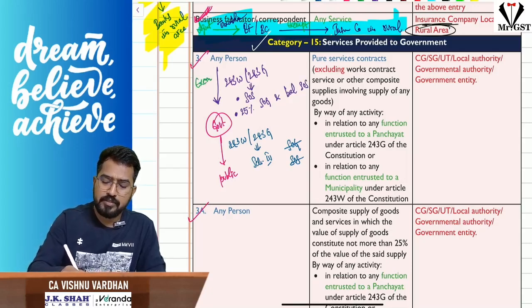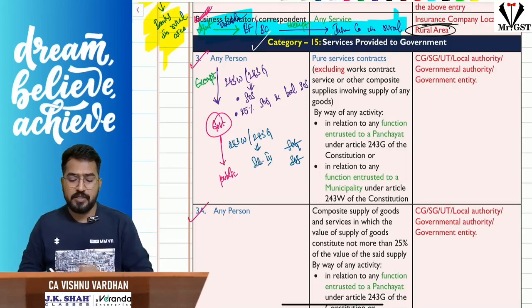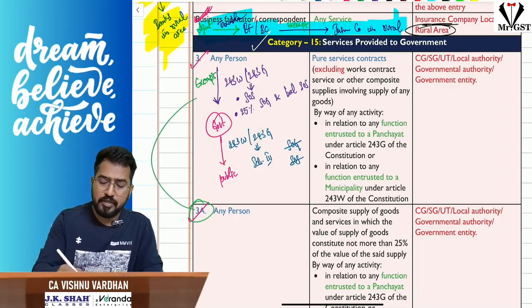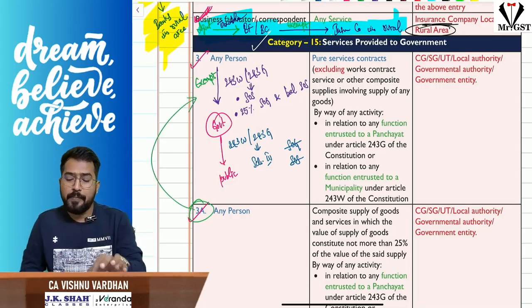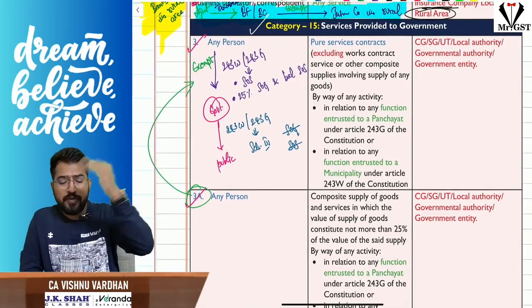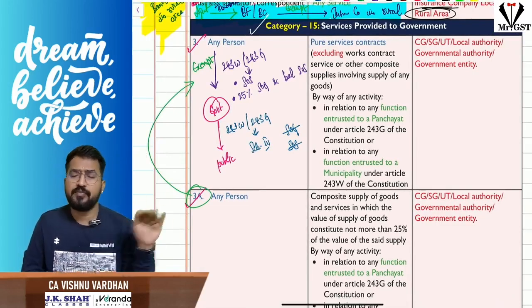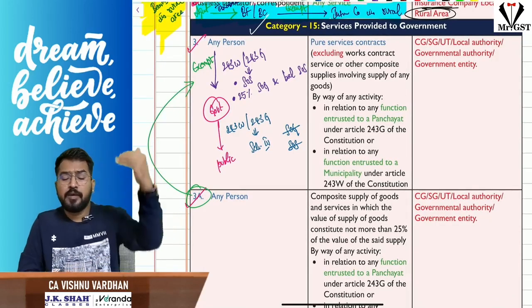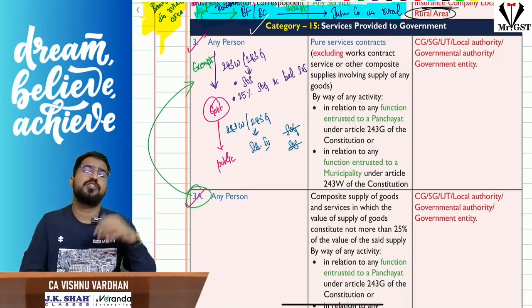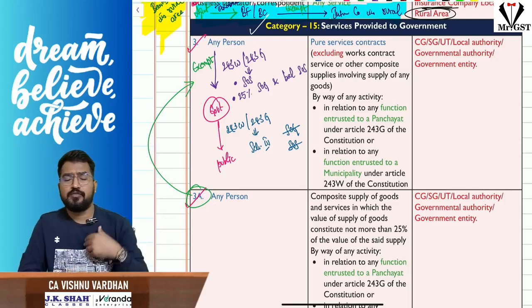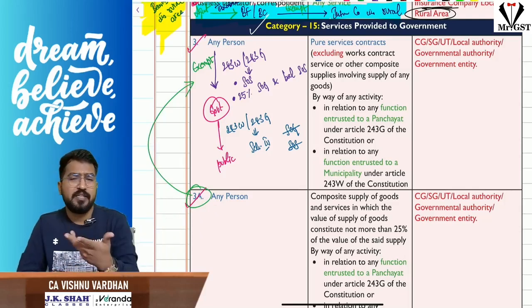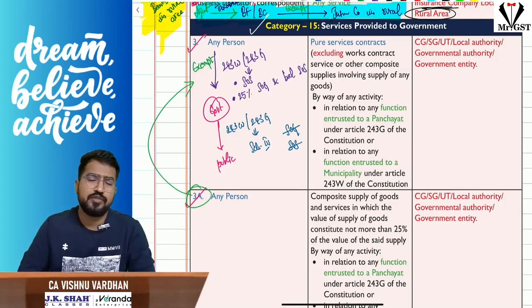Exempt under GST. I have discussed this also here. Are you able to understand? Government providing services to public, 243W, 243G is Schedule 3, neither supply of goods nor supply of services. But any person providing services to government, that means government has outsourced it, like maintenance of parks, street lights, maintaining the roads, all that stuff, where they have outsourced this.